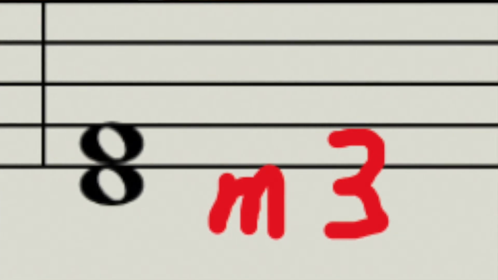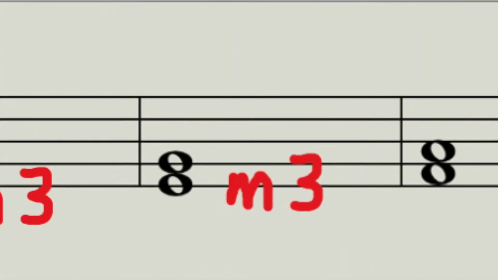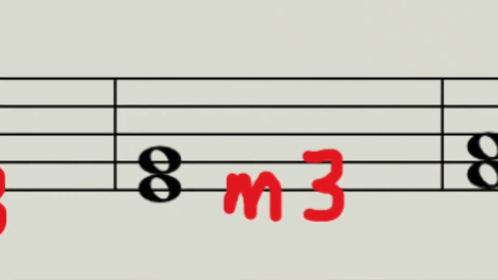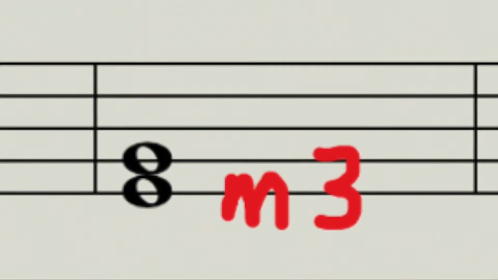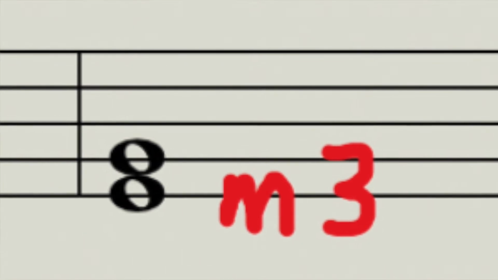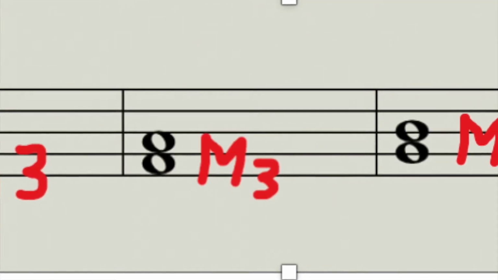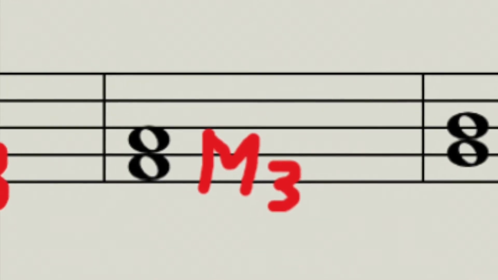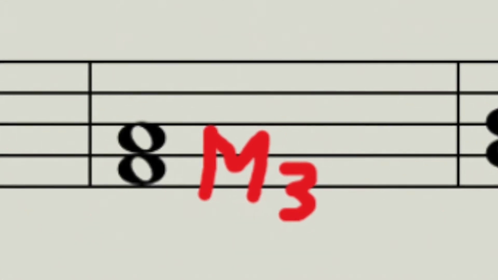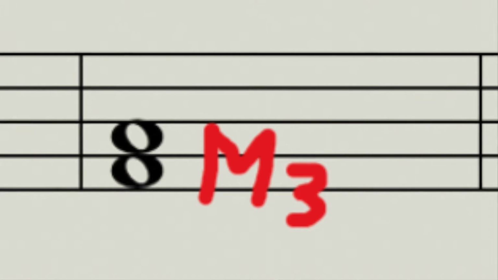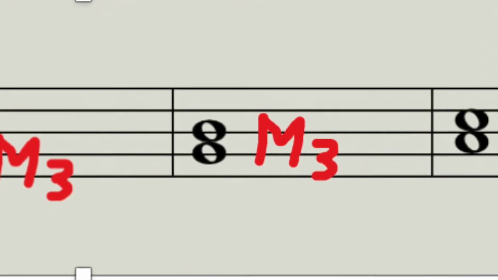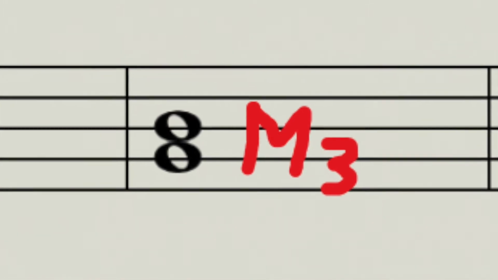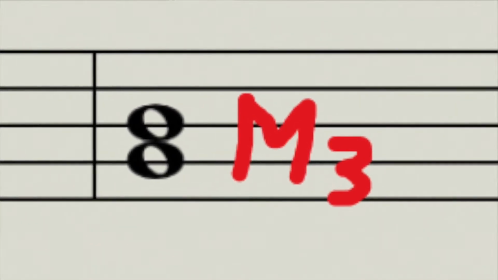Okay, so let's go to the next one, E to G. E to G is a minor third because G sharp would be the major third. F to A is a major third because the key of F only has a B flat, it doesn't touch the A. G to B is also a major third because the only accidental in the key of G is an F sharp.